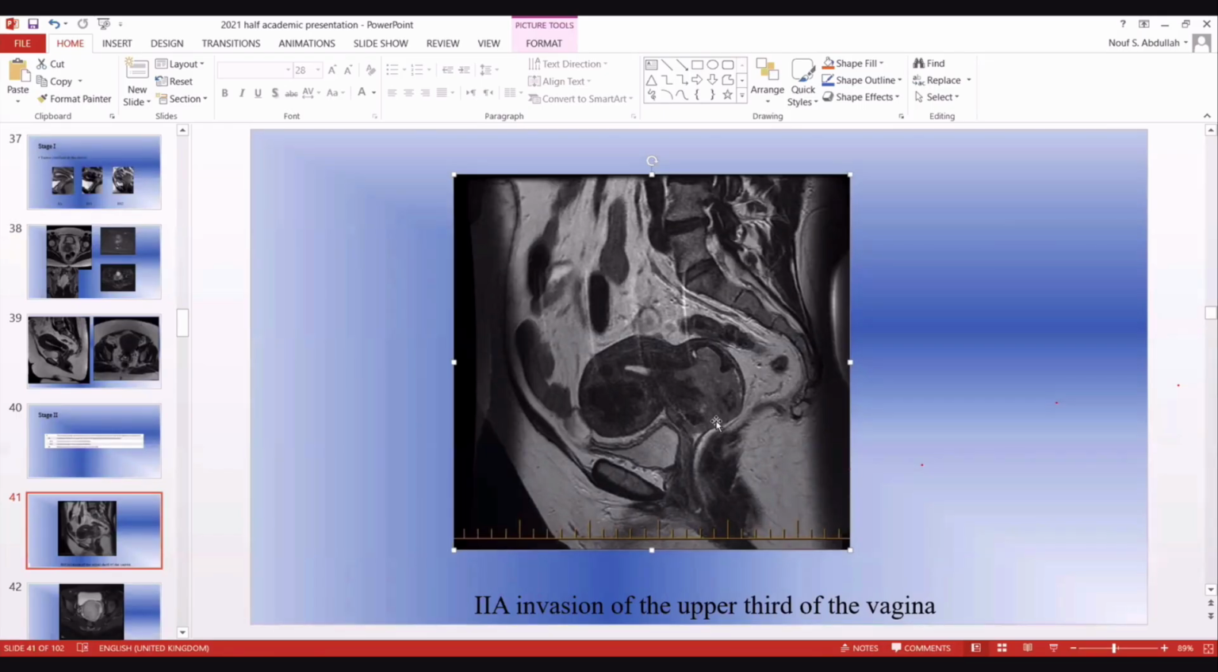So here, I want to be sure if it is invading the upper third of the vagina or not. And when we talk about invasion of the upper third, it does not mean filling the vagina. It means that it is invading the mucosa of the vagina. And this would be better assessed when you look at post-gadolinium imaging.